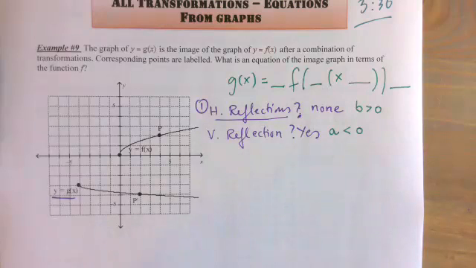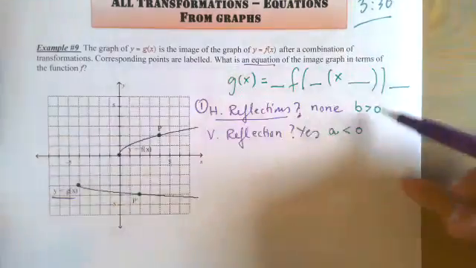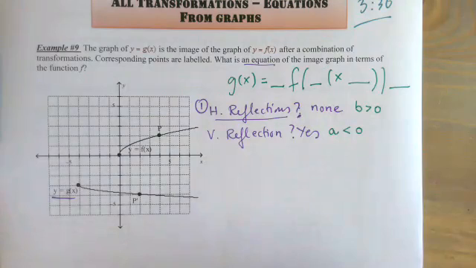So you look at your graphs and identify if there are some reflections. And then, because we are working towards an equation, we want to go to the parameters with those pieces of information.